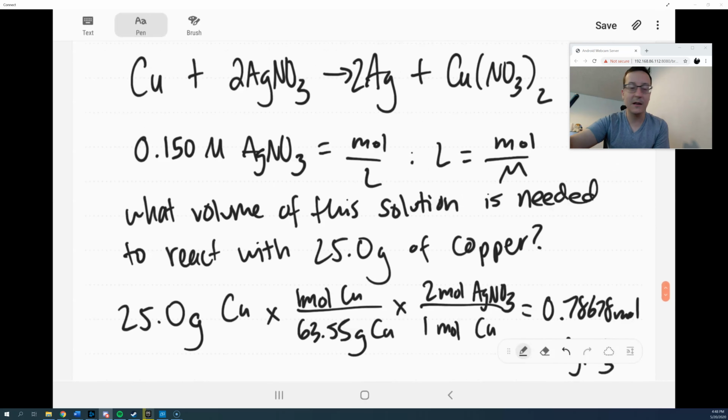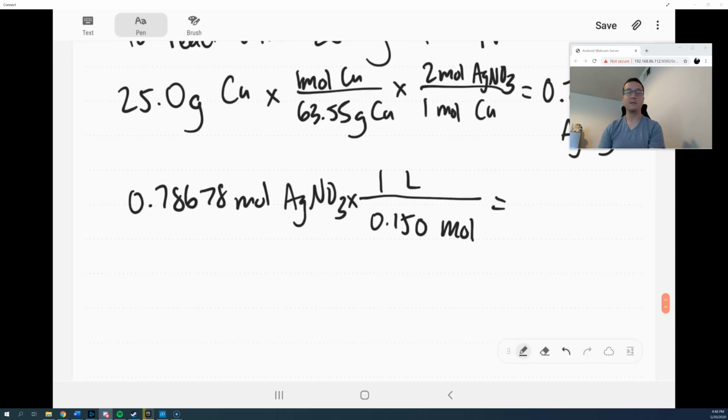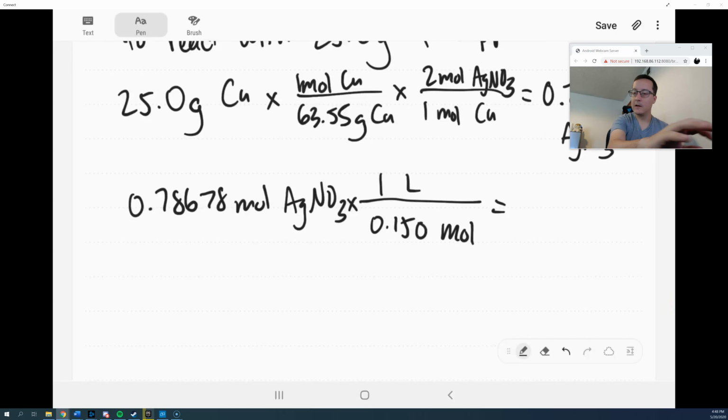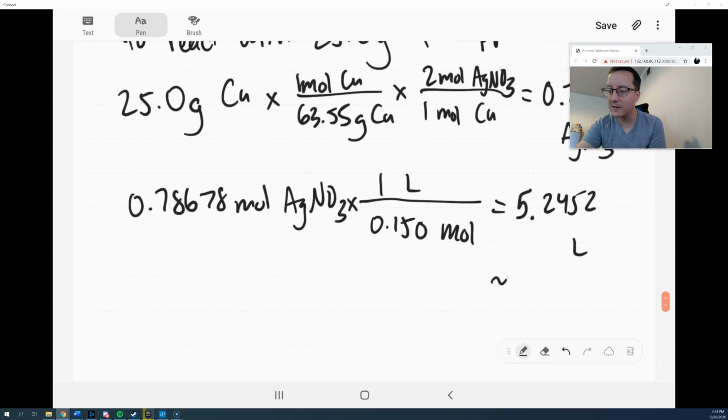So remember, the concentration is a conversion factor. This is the same thing as saying this many moles per 1 liter. So we're just flipping that upside down. And in that case, 0.78678 divided by 0.15 is going to give us, wow, that's quite a bit, 5.2452 liters. And assuming we're going to use 3 sig figs, that's going to be 5.25 liters.